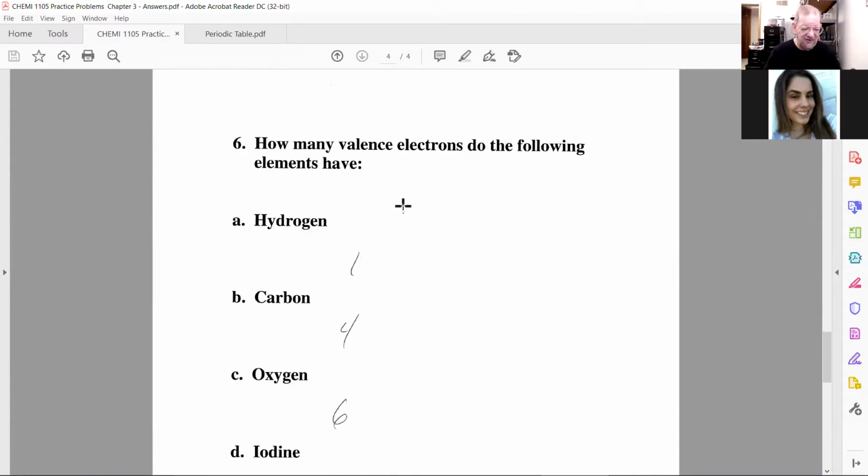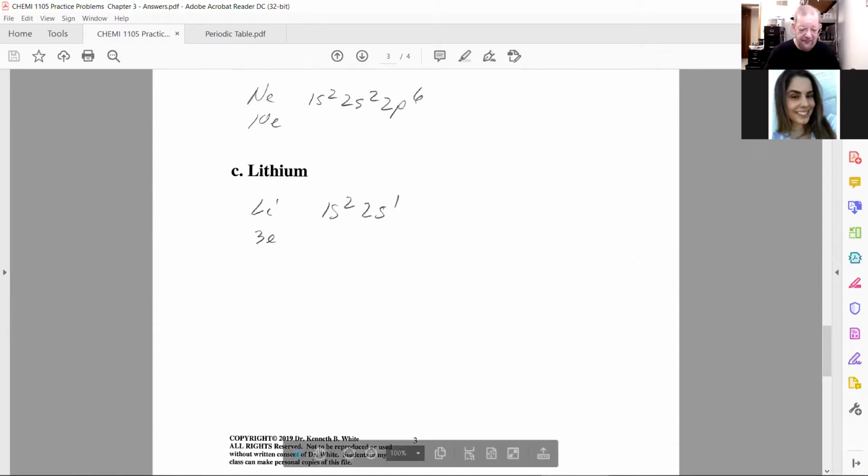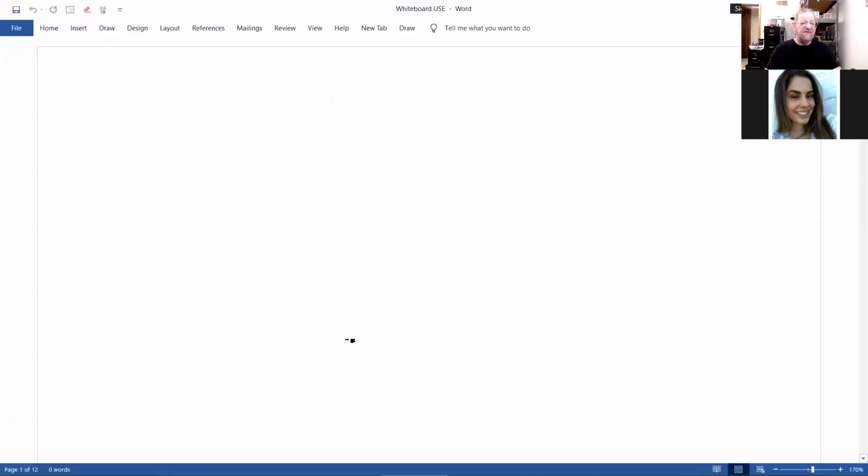And here's some more examples. And oh my goodness, I've been talking for all this time and I haven't shared and let you have some fun. Why don't you write the electron configuration for sodium? And I'll help you out.